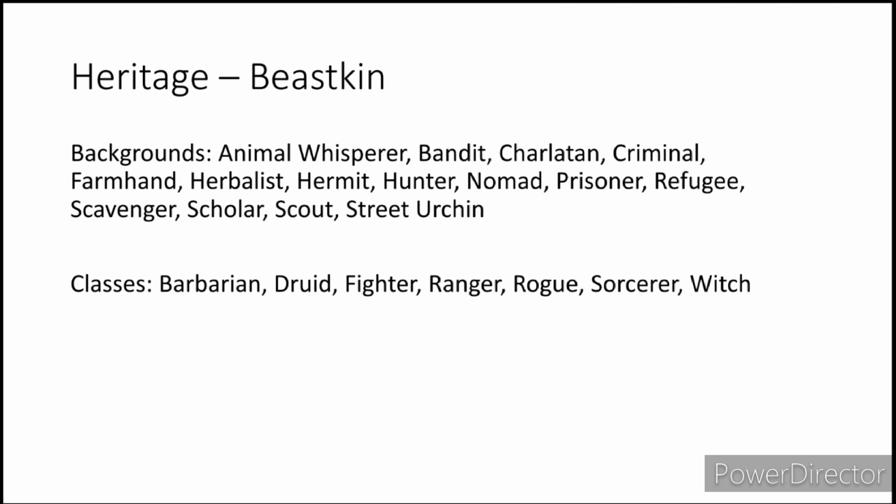And you might even get kicked out, which will lead to some of these backgrounds: Animal Whisperer, Bandit, Charlatan, Criminal, Farmhands, Herbalists, Hermits, Hunters, Nomads, Prisoners. They probably see you as a monster, so that kind of makes sense. A refugee, a scavenger, a scholar, a scout, or even a street urchin.